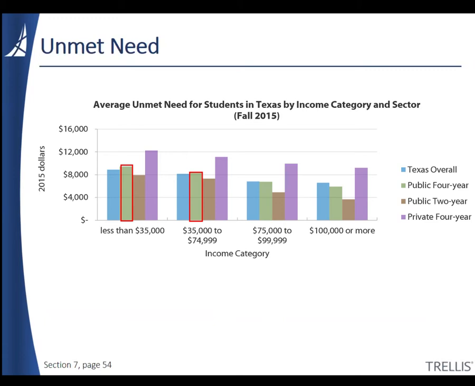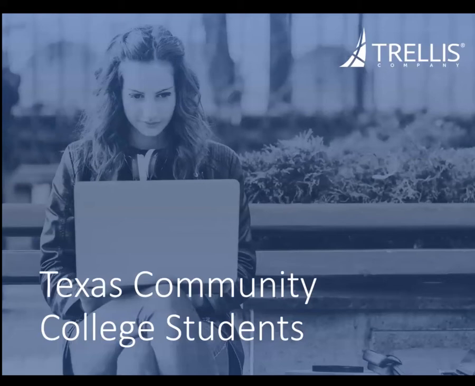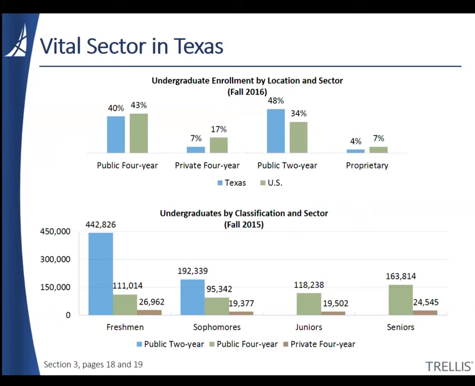And then for our last section here, we'll take a look at Texas community college students. The community college sector is a hugely important and vital sector across the US and particularly in Texas. Nearly half of undergraduates in Texas attend public 2-year institutions in the fall of 2016, a far higher percentage than in the US. In fact, more than 3/4 of all Texas freshmen in fall of 2015 were enrolled at public 2-year schools, which is depicted in that bottom chart.